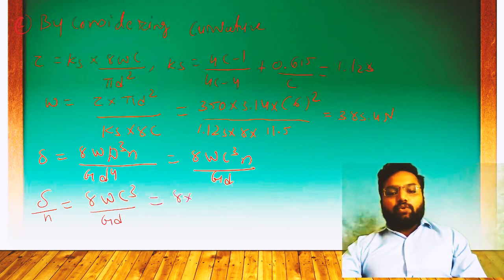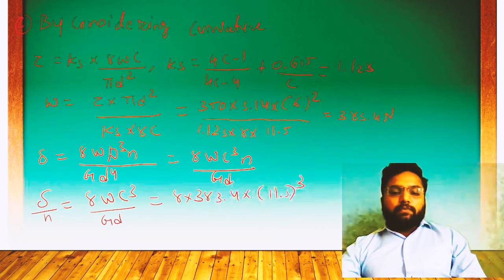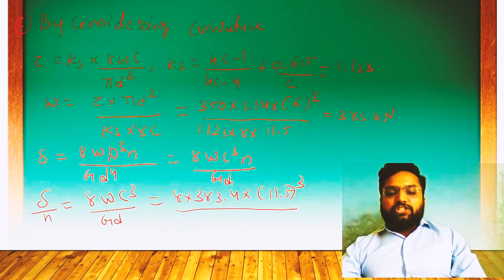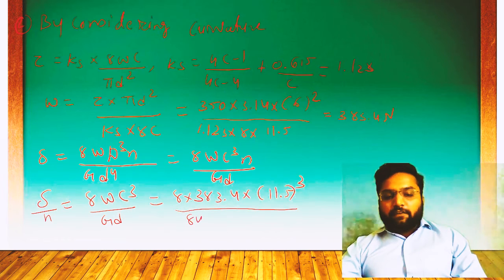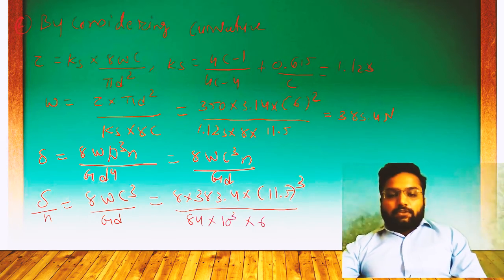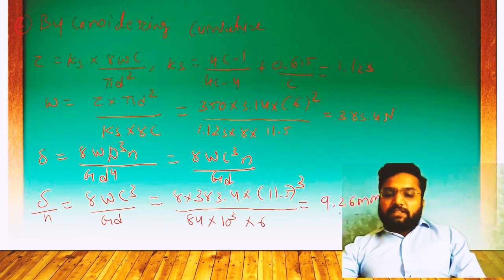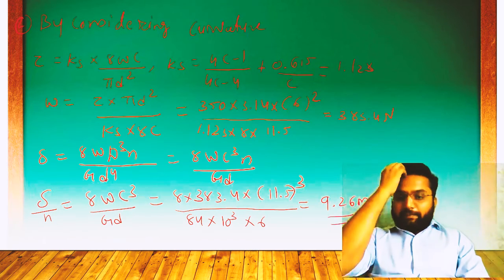So 8 into 383.4 into 11.5 cube divided by G, which is 84 into 10 raised to 3 into 6. So ultimately here we have found 9.26 mm. So this is our answer for the second method.